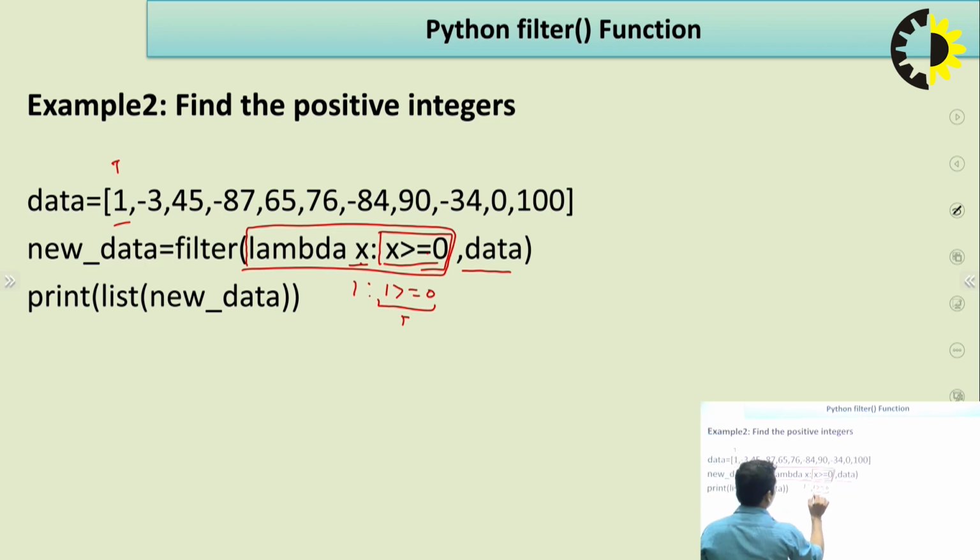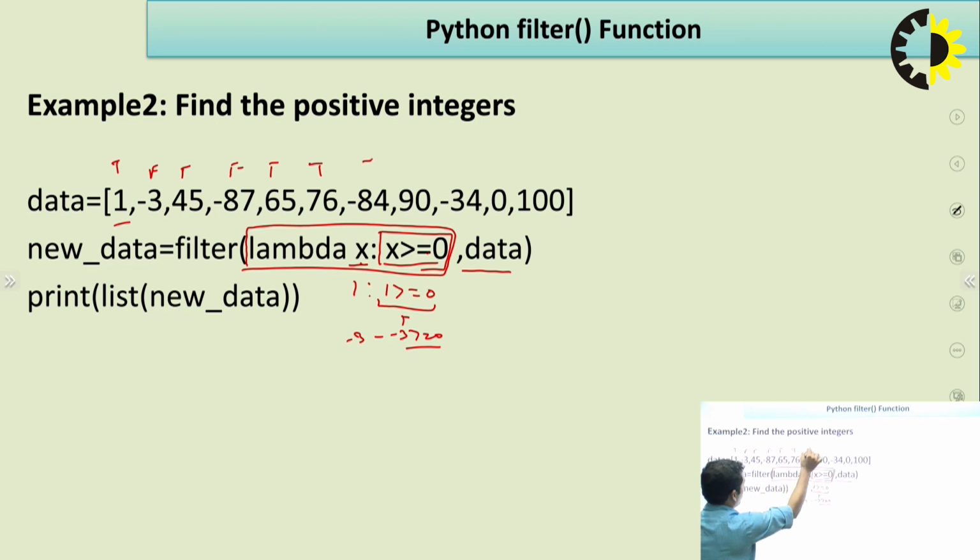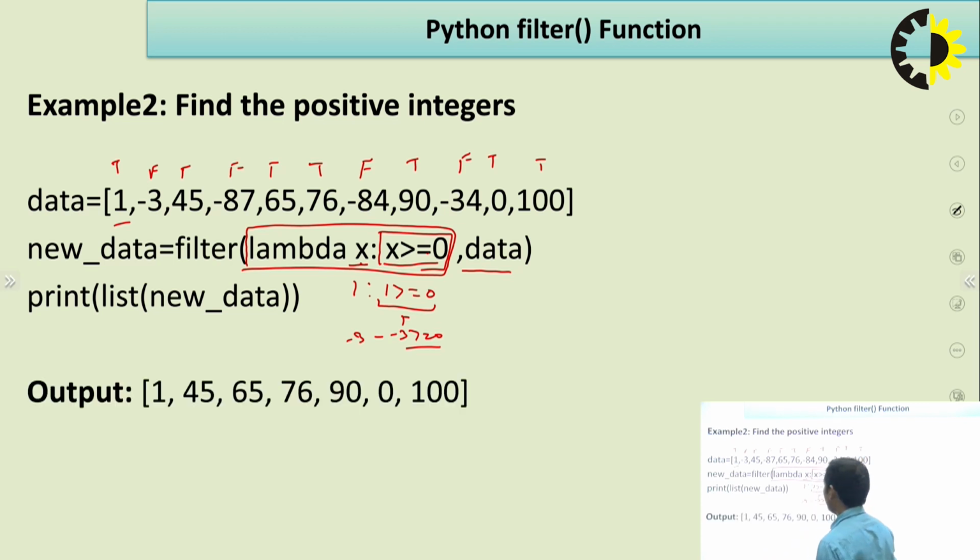Minus 3 is greater than or equal to 0? No, we will get the false value here. In the same manner, for each and every data item we receive true and false: true, false, true, true, false, true, false, true, true. So we have received this particular data. Note that we must convert it to a particular data type. Here we are converting it into a list because this is a simple iterator.